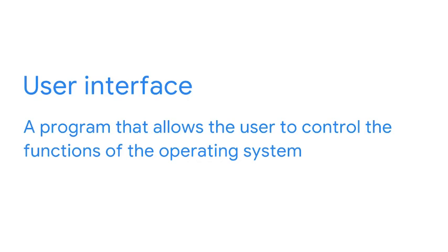A user interface is a program that allows the user to control the functions of the operating system. Two user interfaces that we'll discuss are the graphical user interface, or GUI, and the command line interface, or CLI. Let's cover these interfaces in more detail.